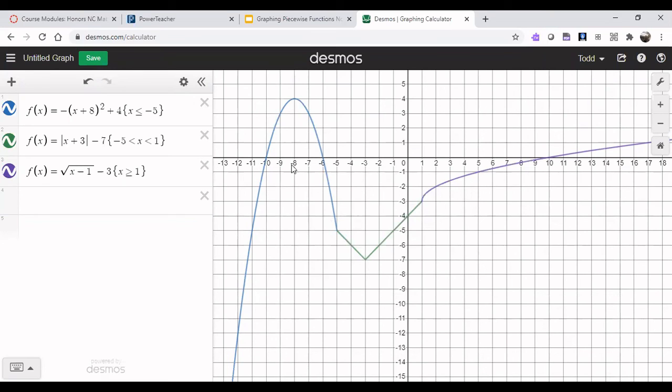What's the value at negative 8? Positive 4. What's the value at negative 5? Negative 5. At negative 3, it's negative 7. At positive 1, it's negative 3. At 5, it's negative 1. So you can see all your values looking at the graph.